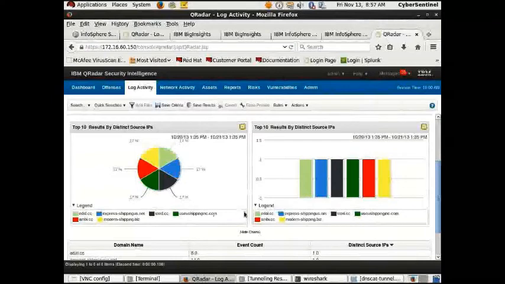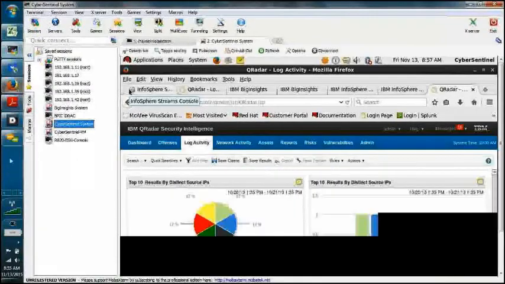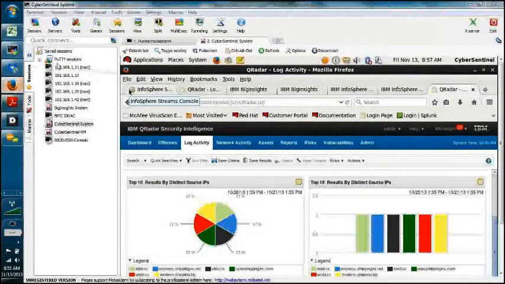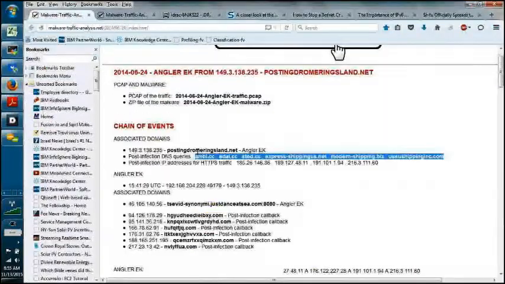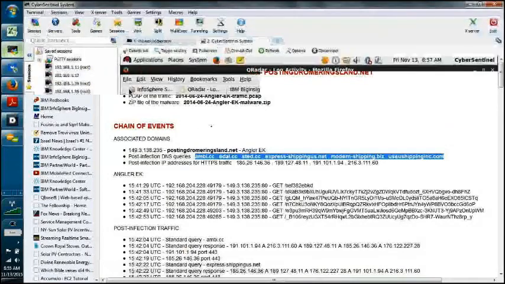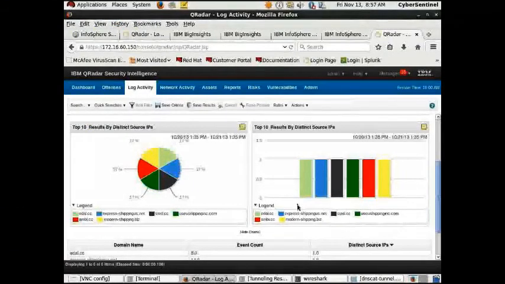so I can quickly visualize the results of findings. Just like you saw on the website, let's go back real quickly and look at the website again. You saw that this first attack would result in post-infection queries to these websites. And indeed, that is exactly what is getting reported via QRadar on the screen here. These are the post-infection queries. So in real time, we detected this Angler exploit kit attack.